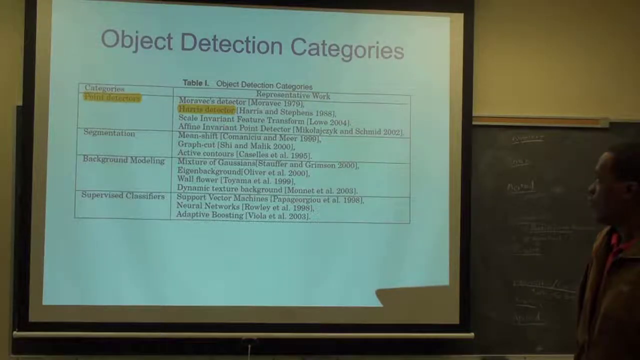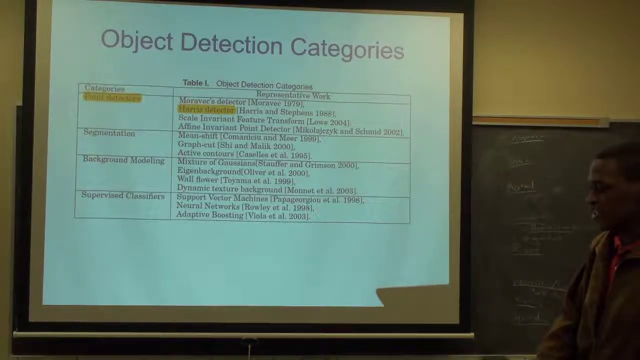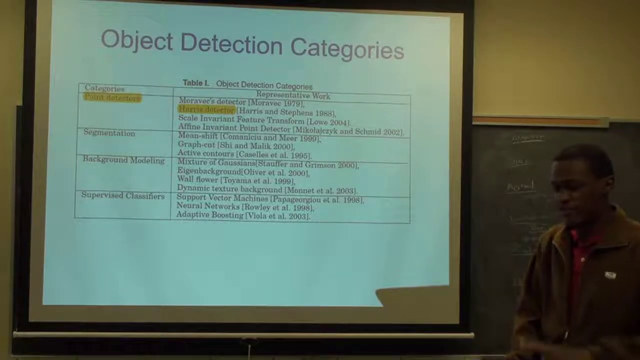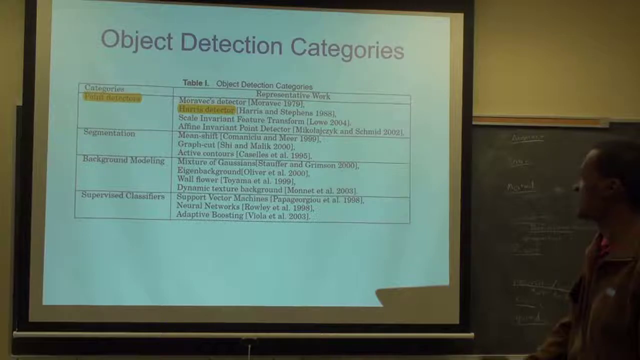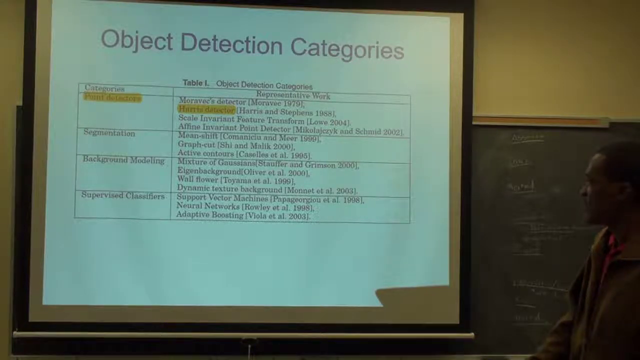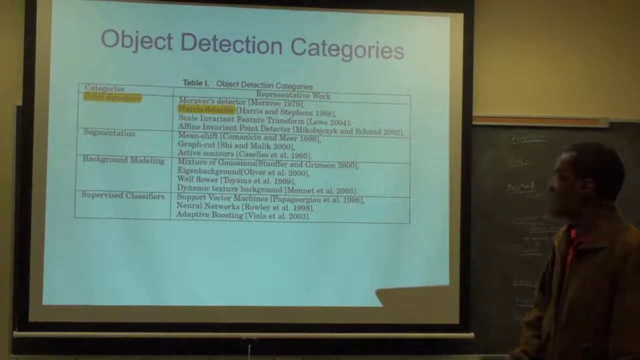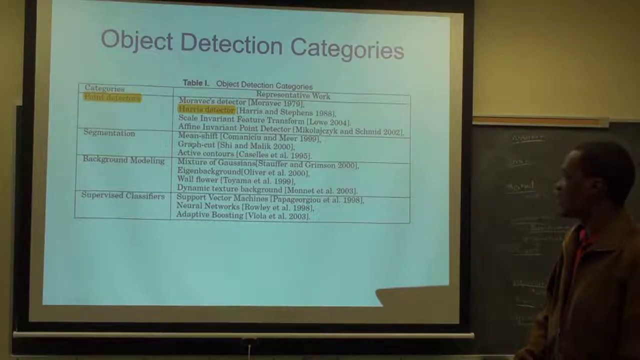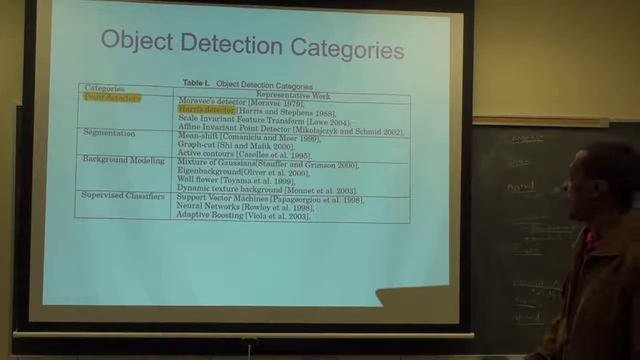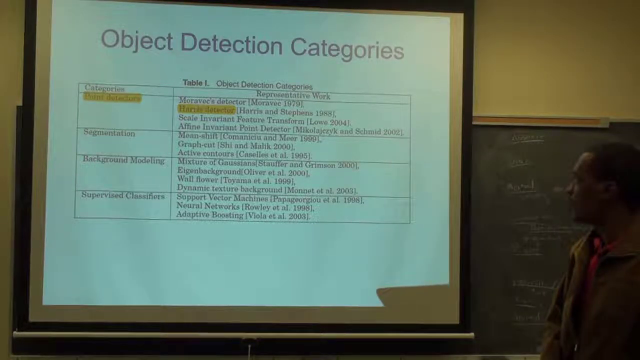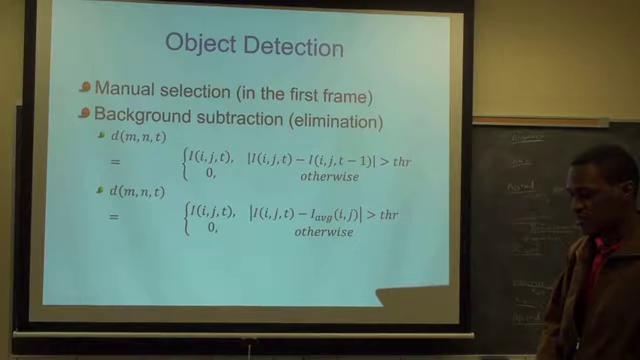We have object detection categories. So these are the types of object detection that we have. I had a very good paper that categorizes them. So we have point detectors, segmentation, background modeling, and supervised classifiers. All these are just ways we can detect objects. For example, we're going to be dealing with the iris detector. I think that's why I highlighted it.